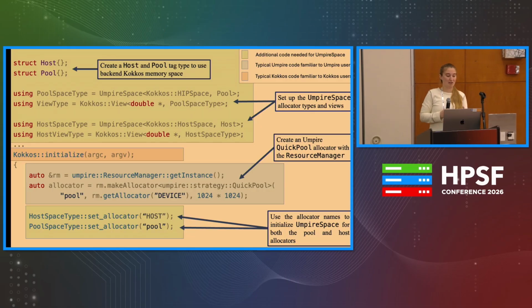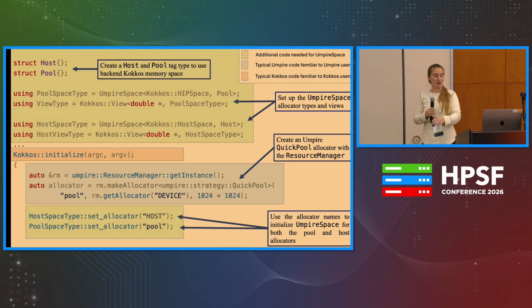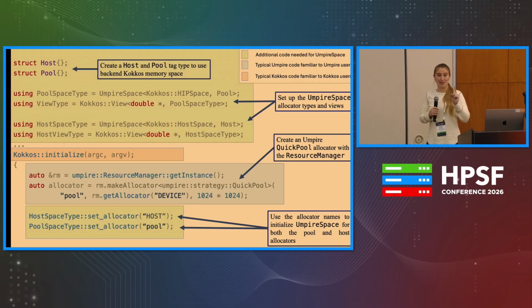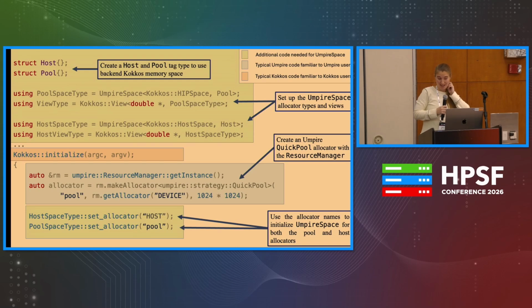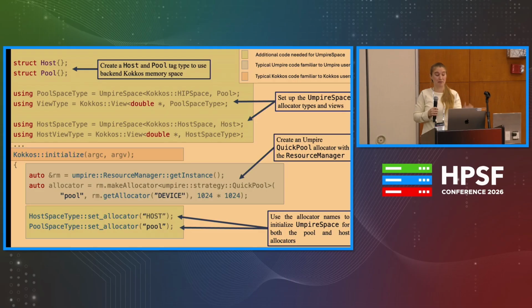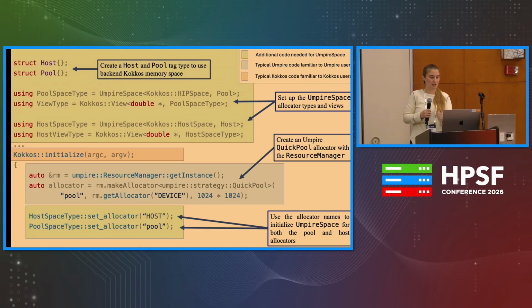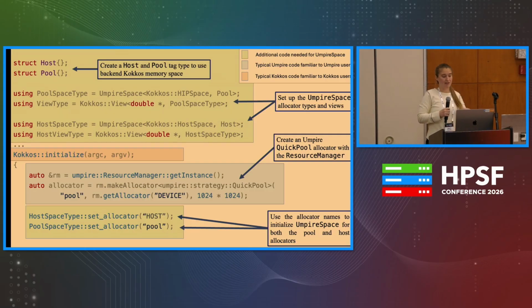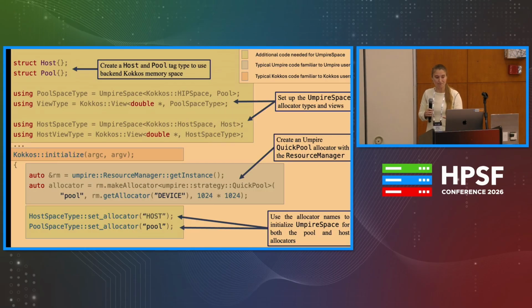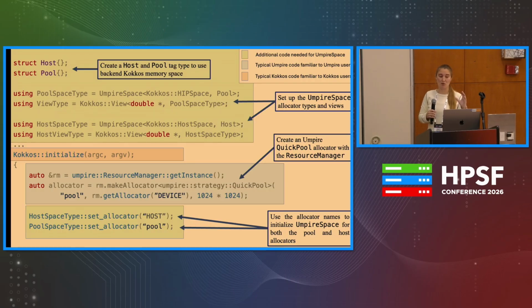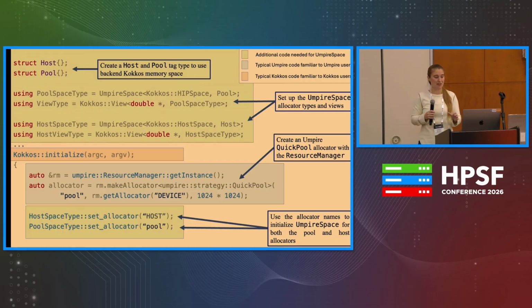And then we're going to have our Umpire code there in the blue. Like always, the first step is to create the resource manager instance. And then we're going to create an allocator. So we're going to use the resource manager to make an allocator, which is going to be a quick pool. And we're going to give it that memory resource of device and then an initial size. Okay, so we got all this set up. And then the next step is more code specific to UmpireSpace.